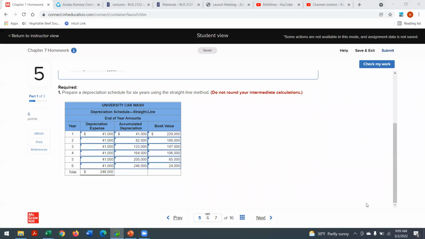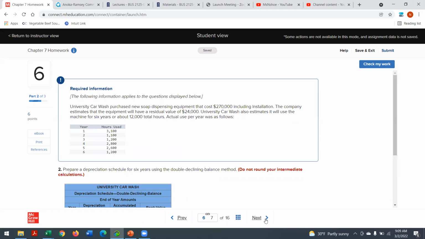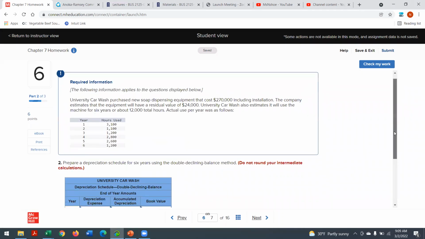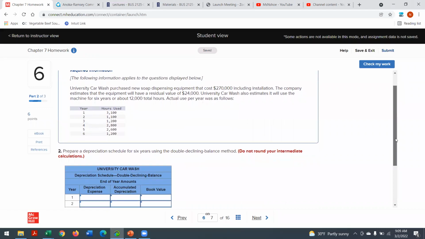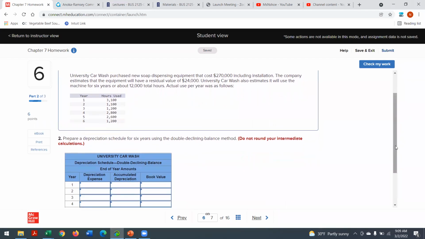Let's go and do another double declining. Here we go. University Car Wash purchased new soap dispensing equipment that cost $270,000, including installation. The company estimates the equipment will have a residual value of $24,000 at the end. We don't want this number to go below $24,000. They figure they're going to use the machine for 6 years.